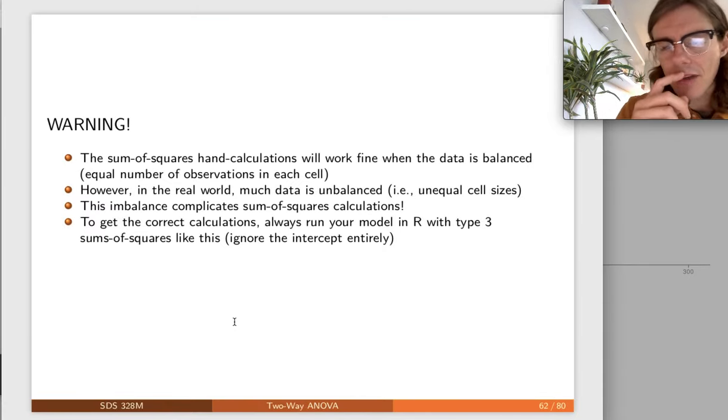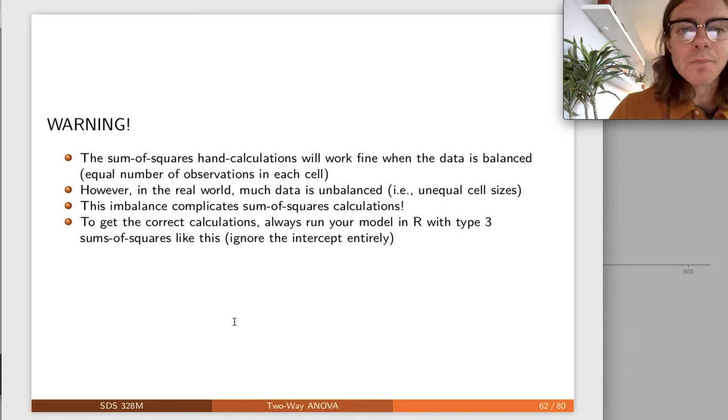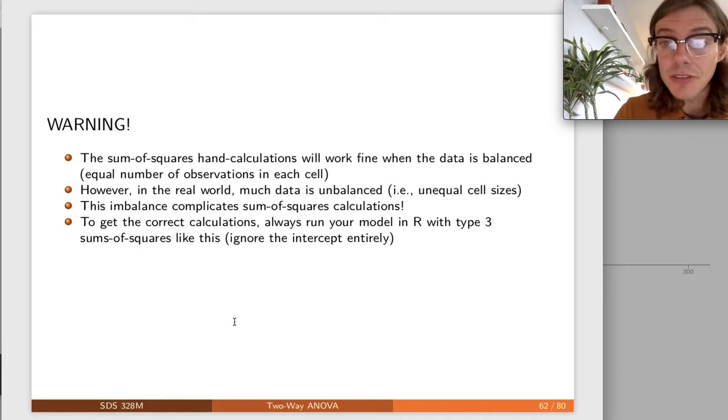Cool, so here's a bit of a caveat, right? You can do all this by hand and it's going to work totally fine when your data are balanced, so if you have equal numbers of observations in each cell. But in the real world, like for your project, you're going to have different numbers of people in each cell. And that makes the sum of squares calculations a bit more complicated. To get the right calculations in R, that's why you use the type 3 sum of squares. And it'll give you this intercept thing. You can ignore that entirely.